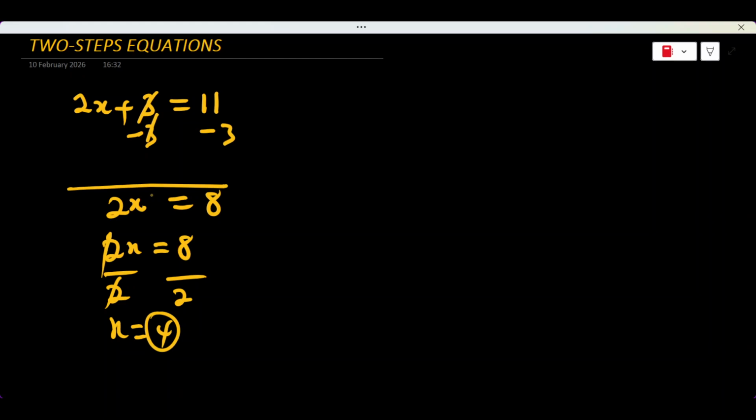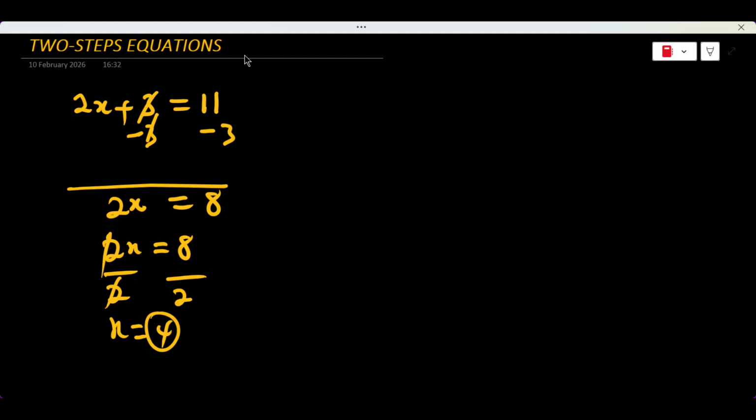So you will notice that we use the addition and subtraction before doing what? The division and multiplication. So that is the rule we have to follow. First thing is to undo using the inverse operation, and then you use the inverse operation to undo the coefficient, or the number attached to the variable, so you can get the x variable to stand alone.